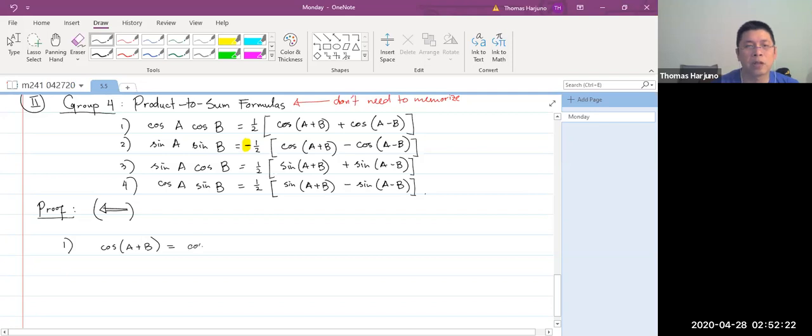That will be cosine A cosine B minus sine A sine B. I hope you memorized this already. Now, the next thing right below it, I want you to write the expansion for cosine A minus B. That will be cosine A cosine B plus sine A sine B.